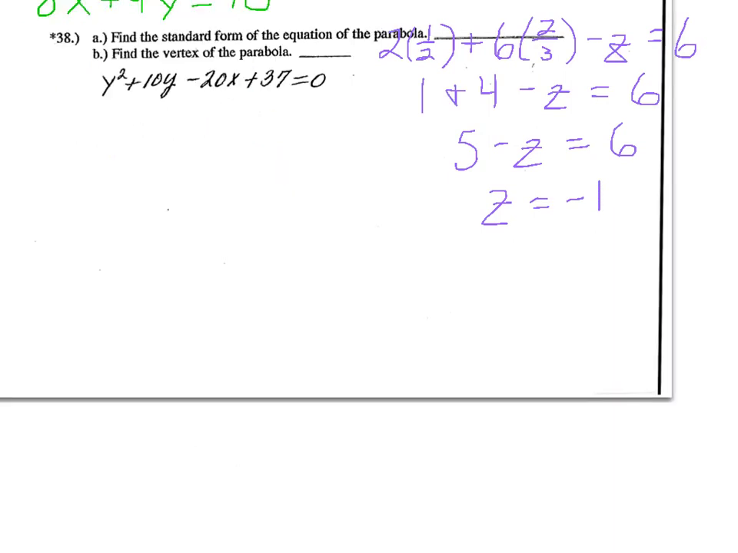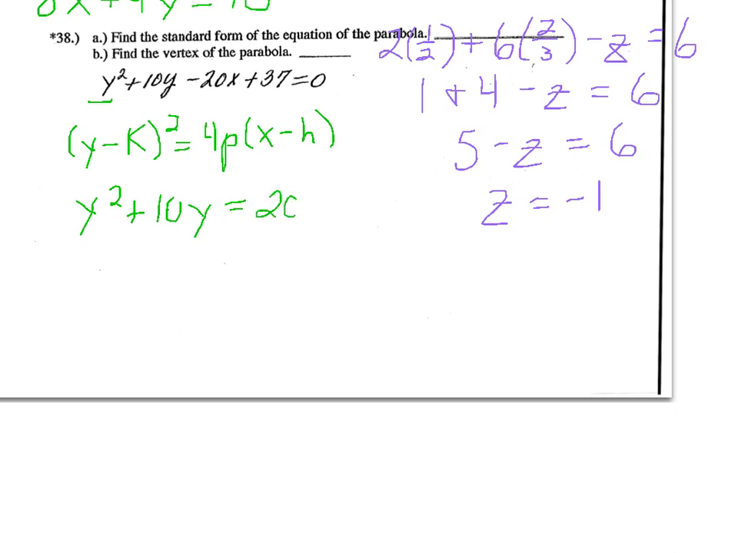For our next problem, we want to find the standard form of the equation of this parabola and then find the vertex of the parabola. So since we see that the y is squared, we know that we want our parabola to be in the form y minus k squared equals 4p times x minus h. So what we're going to do is take the x's and the other number and move them to the other side. So we have y squared plus 10y equals 20x minus 37.